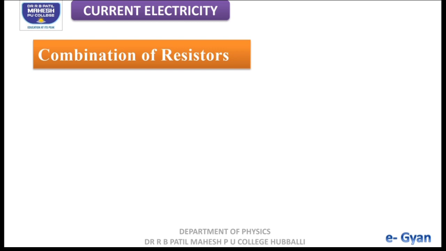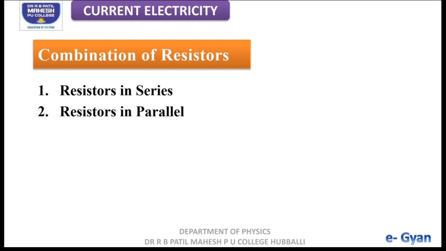As you know, there are two combinations of resistors. One is resistors in series and the second one is resistors in parallel. Okay, let us discuss one by one. Resistors in series.